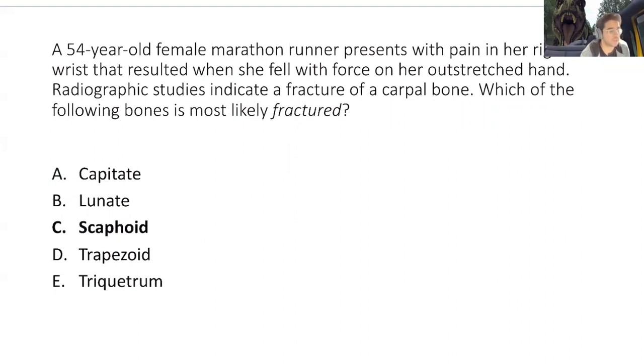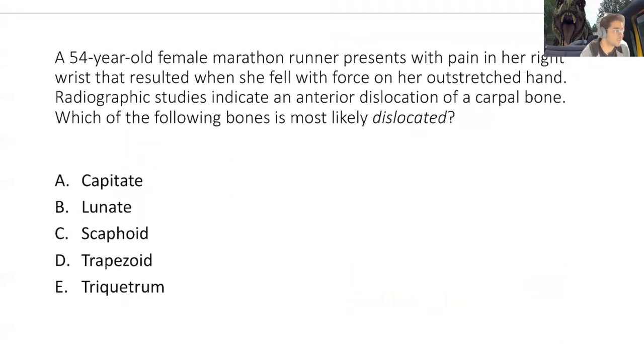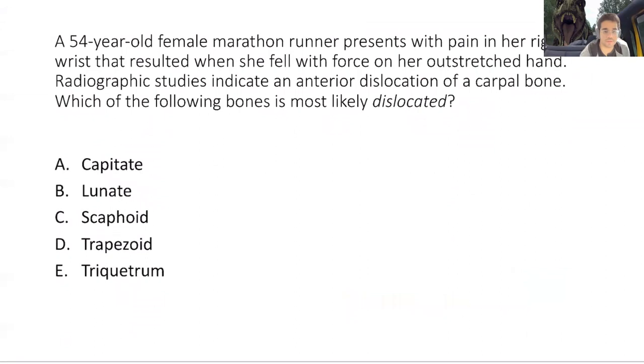FOOSH is always scaphoid. Exactly. Falling on outstretched hands. They love asking that. Go with that, and you're going to do fantastic. Radial artery, avascular necrosis. What about dislocation, guys? Exactly, lunate. And it's a posterior dislocation.